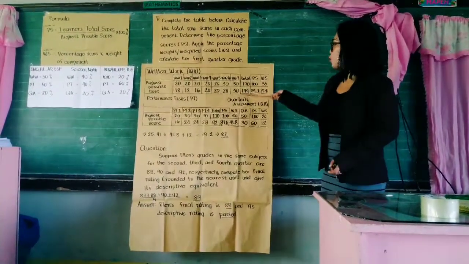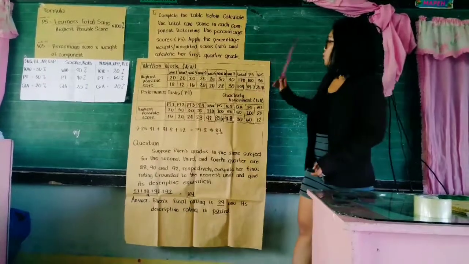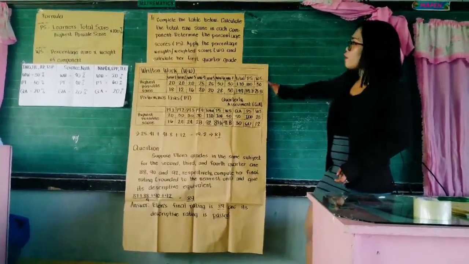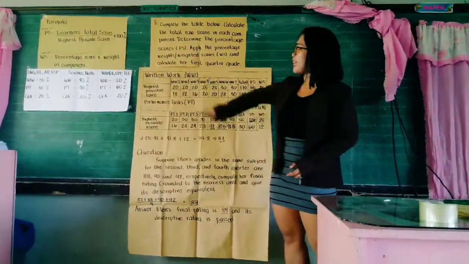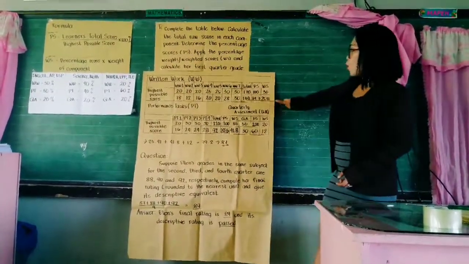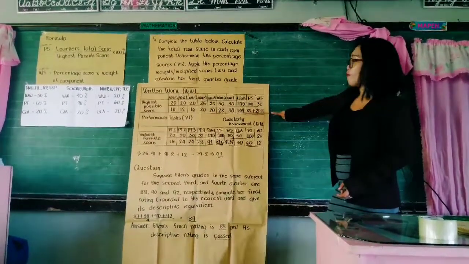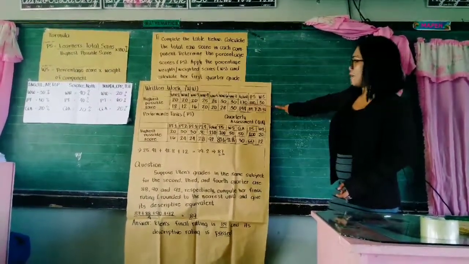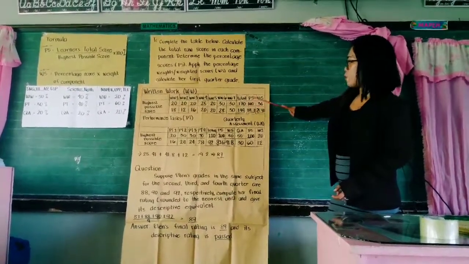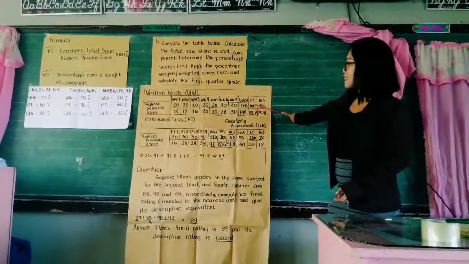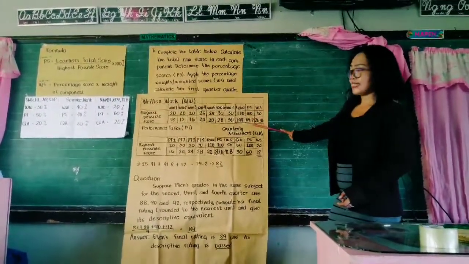Now we will go into computing the PS, which is the percentage score. So, in the formula, learner's total score over highest possible score times 100. So, 144 is the learner's total score, or the score of Ellen Ramsey, over 170 because 170 is her highest possible score, times 100. So, the answer is 84.70 or 84.7.